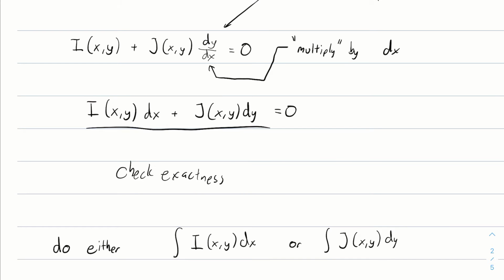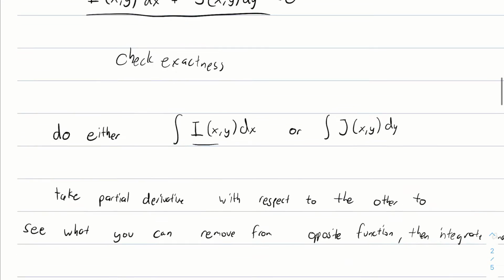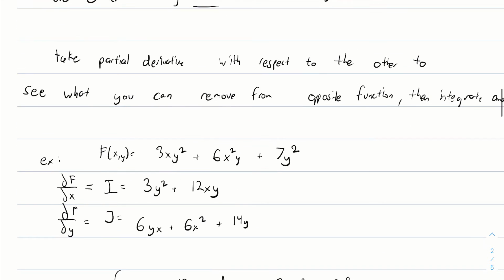All right, and now we're either going to integrate I with respect to x or j with respect to y, and then we're going to take the partial derivative of what we get with respect to the other. So if we did it with I, then we would take its partial derivative with respect to y, and that will tell you what you can eliminate from either I or j. And then you integrate again, and then you should be left with the potential function. So I've got a little example of this process right here.